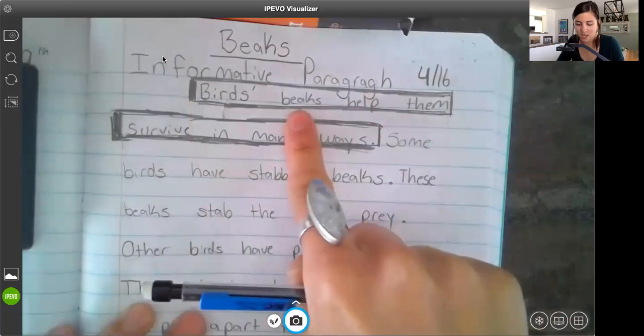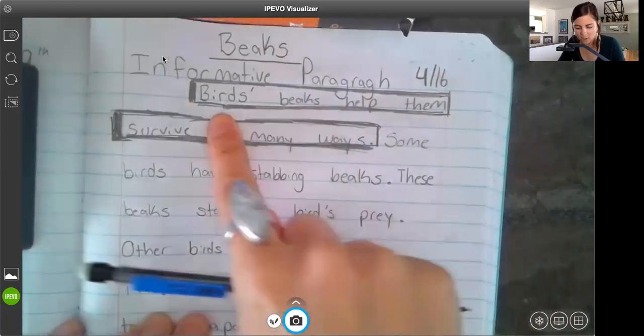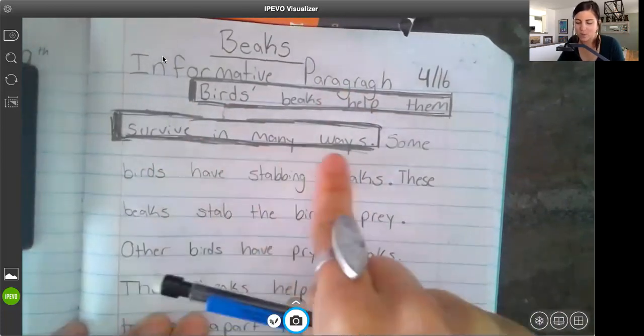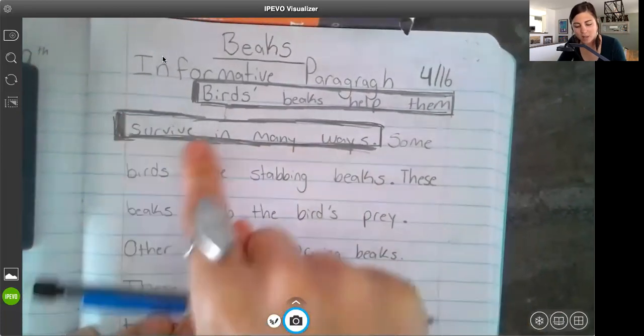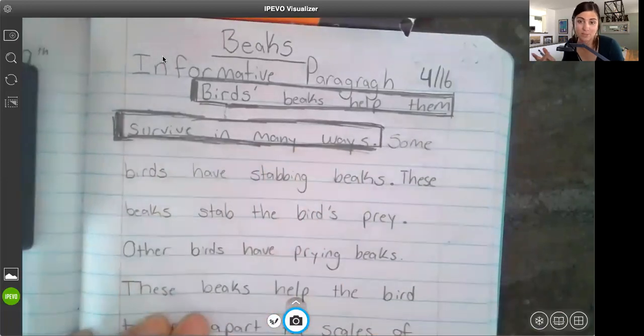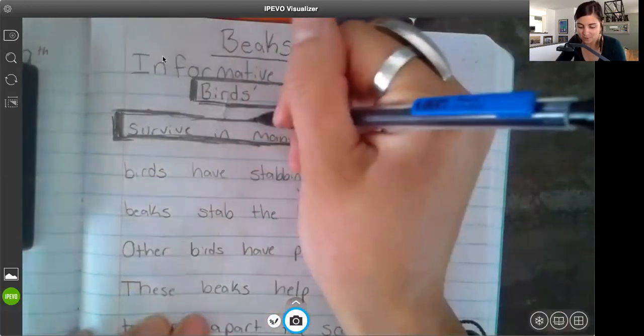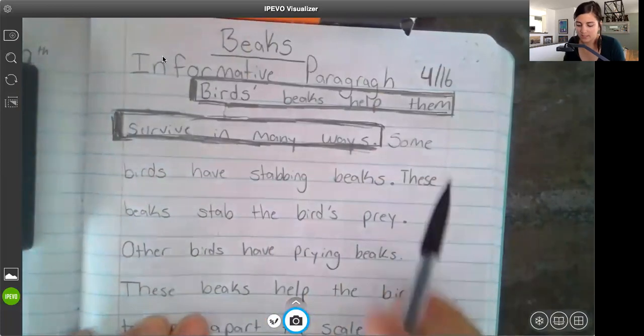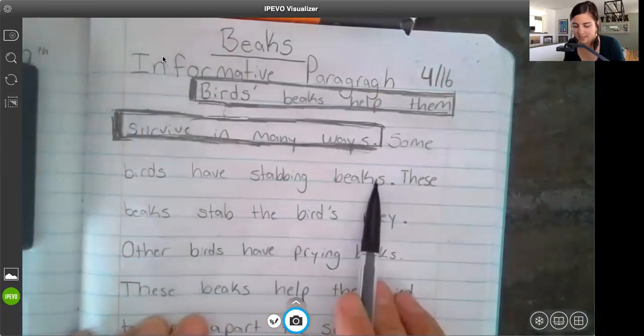Birds' beaks. What type of beaks? Birds help them survive in many ways. So what do the beaks do? They help them survive in how many ways? In a few at least. This is many ways, but we're going to probably at least have a few. All right. Some birds have stabbing beaks.